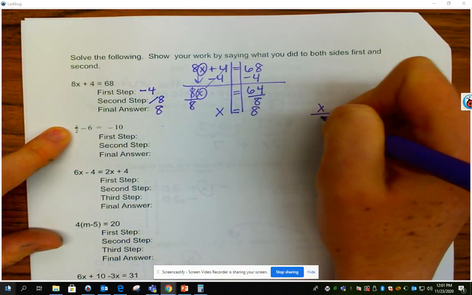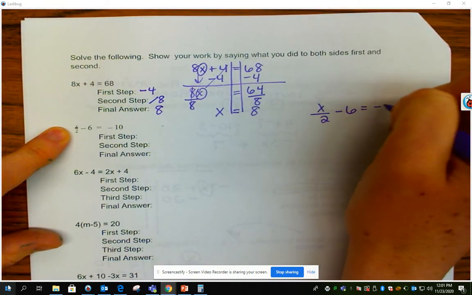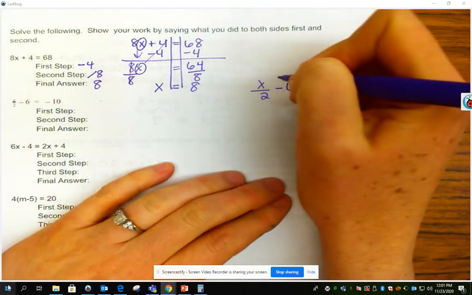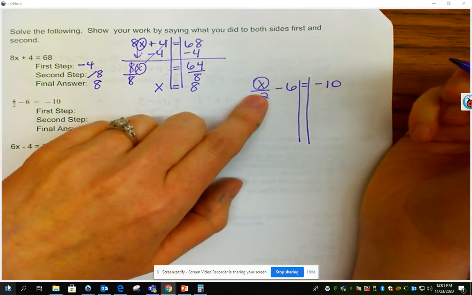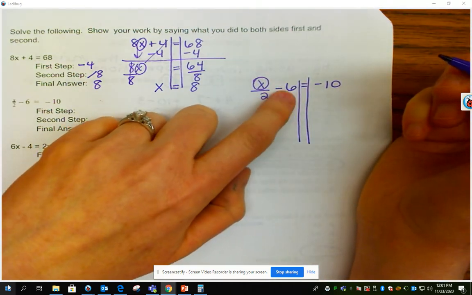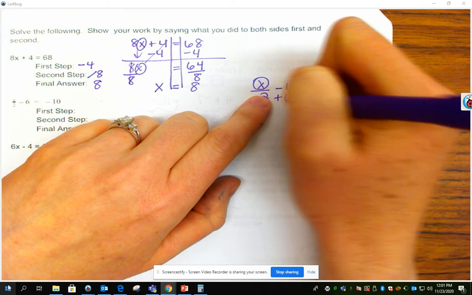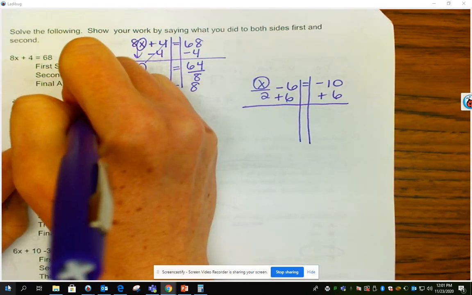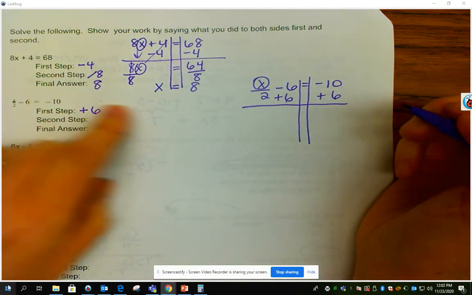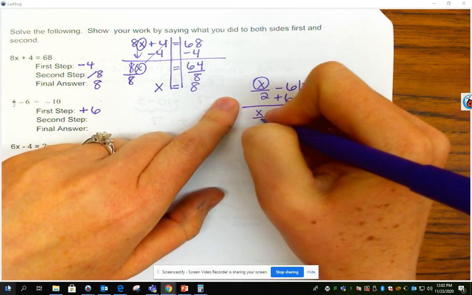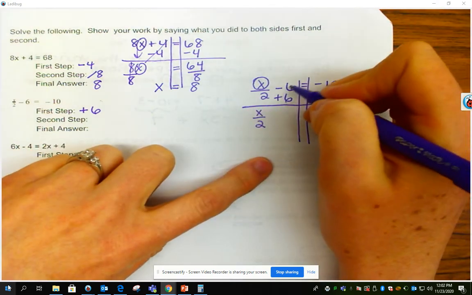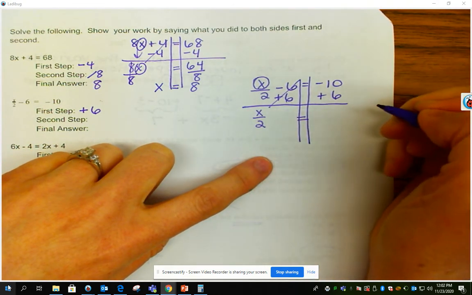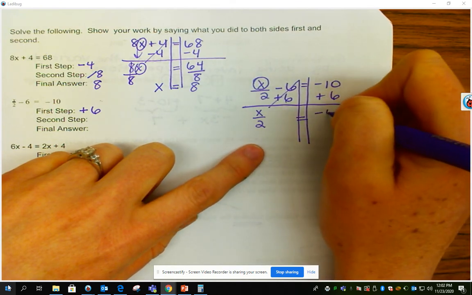We've got x over 2 minus 6 equals negative 10. I'm going to put my divider. I'm going to work on the side with the variable. What can I add or subtract away? This guy. So I'm going to add 6. As soon as I do a step to both sides, I'm going to write it down, plus 6. Okay, x divided by 2 comes down. The 6's are opposite, they cancel, equals negative 10 plus 6 is negative 4.